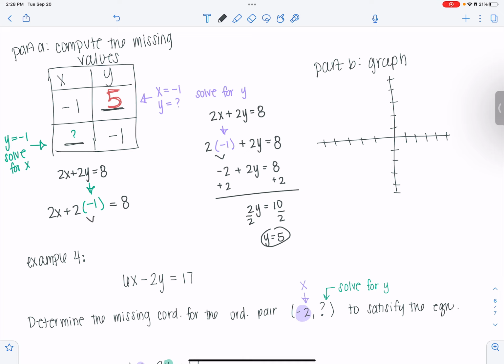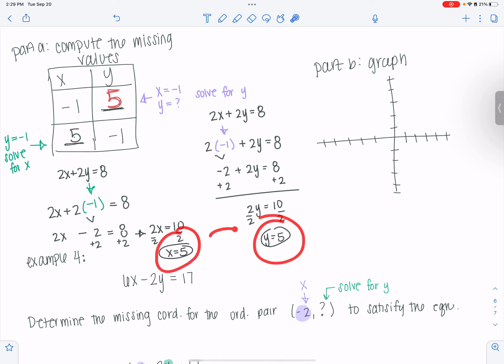Okay, 2 times -1 gives me -2. And we don't have to write plus negative. I should just write this as minus. So I'm going to add 2 to both sides and get 2x equals 10. And then also get x equals 5. Now, don't think that that will always happen. That was just a coincidence that x and y happen to be the same number. Now you've filled in those values.